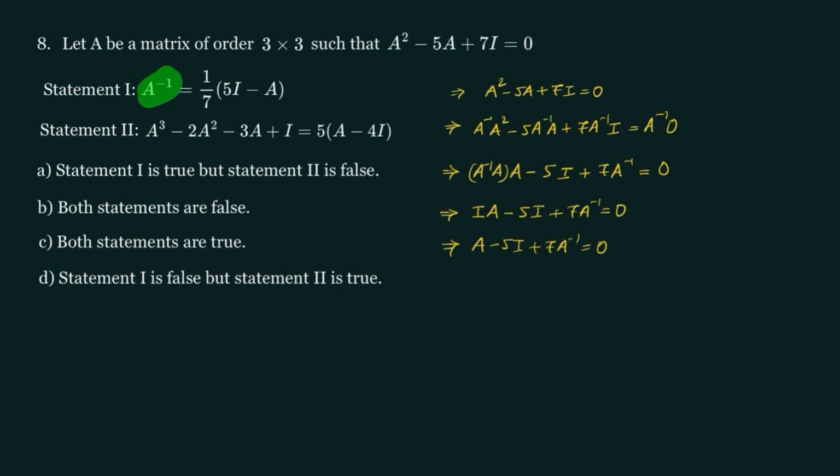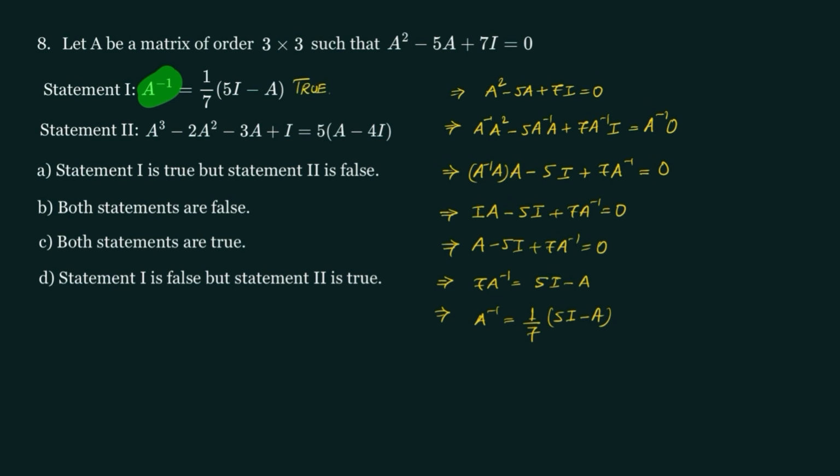Now I need to find the value of A inverse. So let me keep the A inverse term here and the other terms on the other side, that will be 5I minus A. And hence I'll get the value of A inverse as 1 by 7 times 5I minus A. That means looking at statement 1, statement 1 is true.